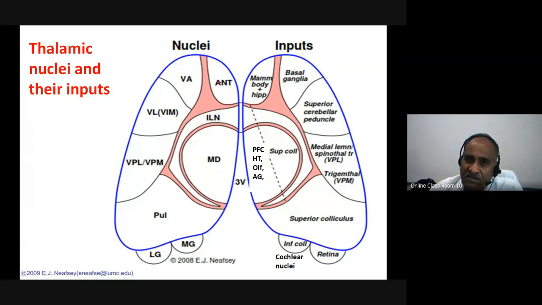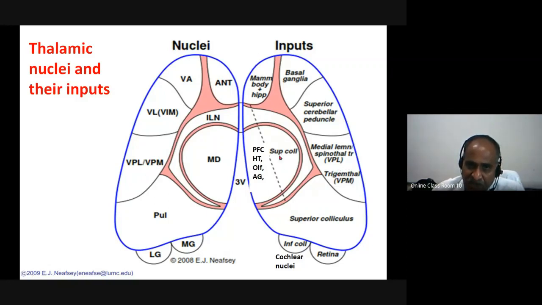Okay, so now the same thing. The anterior is connected with the mammillary body plus hippocampus. The ventral anterior, the basal ganglia. Ventral lateral, superior cerebellar peduncle. The ventrolateral is through the cerebellum. This is to the basal ganglia. The ventroposterior lateral and ventroposterior medial, so that means the medial lemniscus, spinothalamic tract, and trigeminothalamic tract. The VPM is for the trigeminothalamic tract.